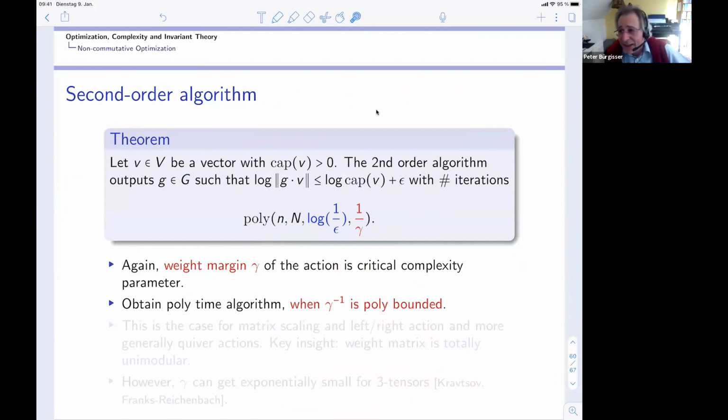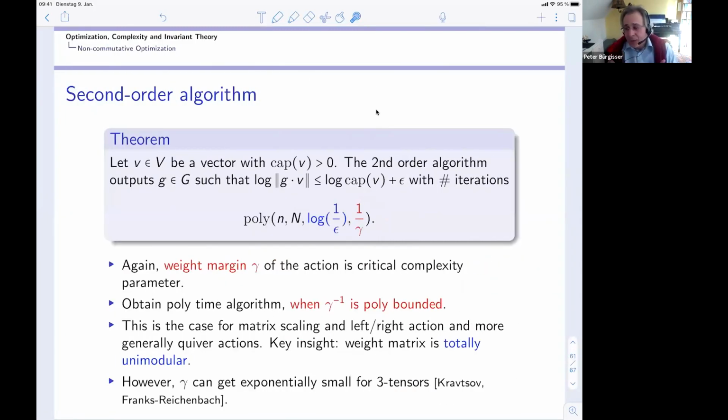So I have this slide on the second order, but I will go through it fast, and then open problems. We have another algorithm, second order, whatever it is. I just wrote the statement. You see, the running time in a way looks better. What is nice is that the dependence on epsilon is now log 1 over epsilon. Very nice. However, there creeps in this 1 over gamma, unfortunately. So again, this weight margin is the critical complexity parameter. Again, using that algorithm, we obtain a polytime algorithm when this 1 over gamma is polynomially bounded.